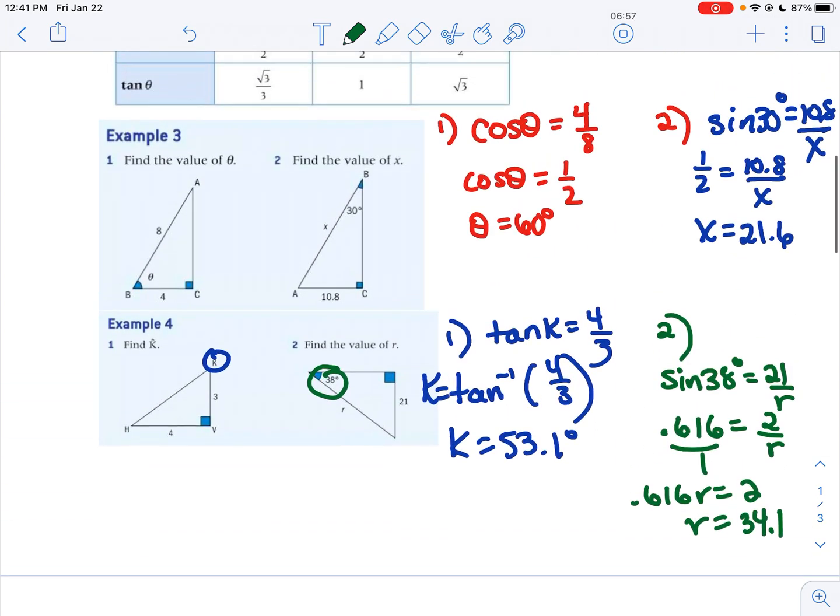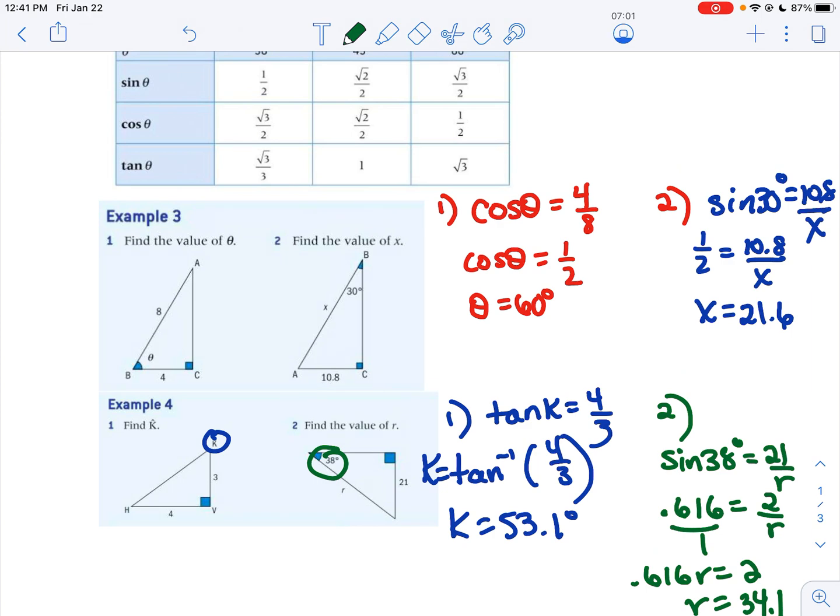All right, that's as far as I wanted to do today. So, a nice small chunk.